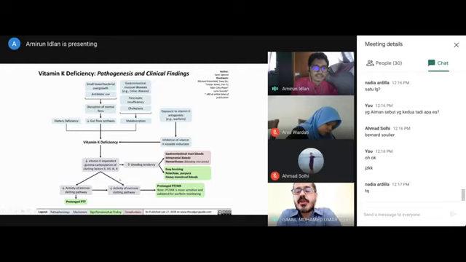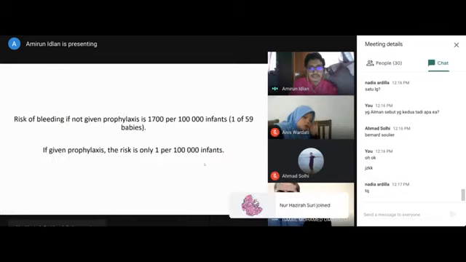Later I will talk about the clinical presentations. Epidemiologically, it is currently uncommon to have vitamin K deficiency bleeding, because now we give vitamin K prophylaxis at birth or during the first week of life. From Medscape, the risk of bleeding when prophylaxis is not given is about 1,700 per 100,000 infants, which is 1 in 59 babies. However, when we give vitamin K prophylaxis, the risk is only 1 per 100,000. That's why it's very important to give vitamin K prophylaxis at birth.